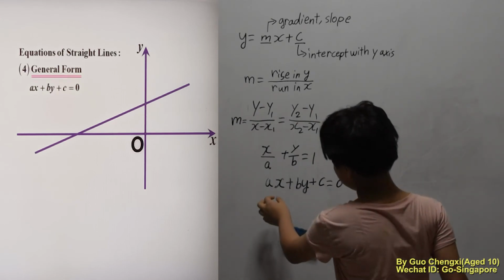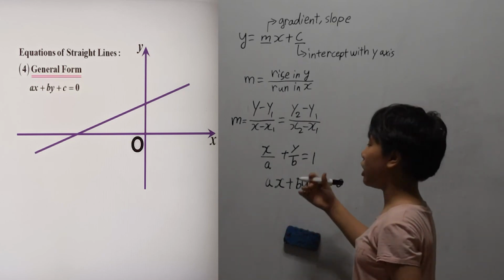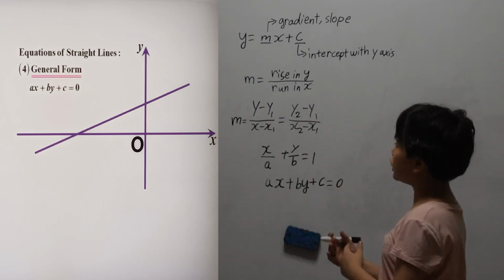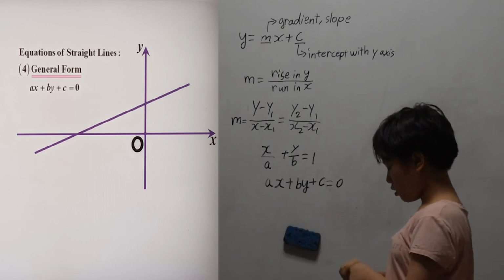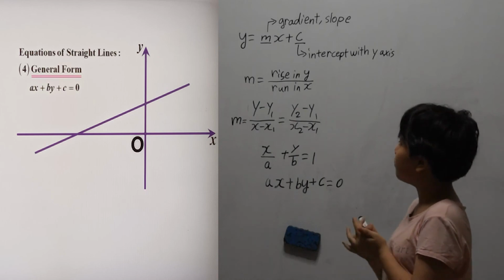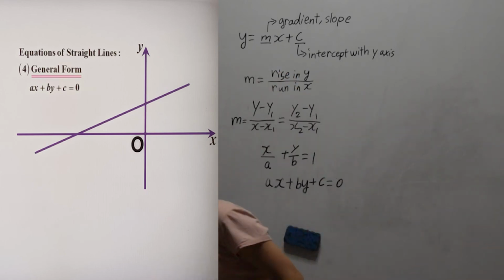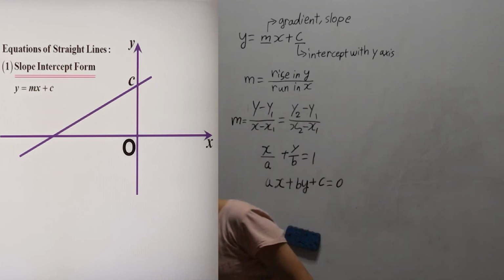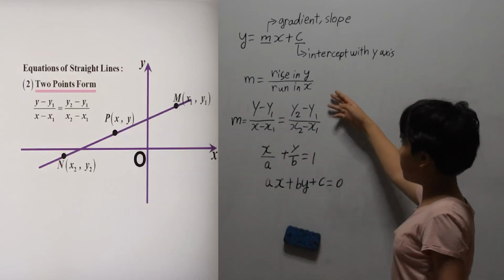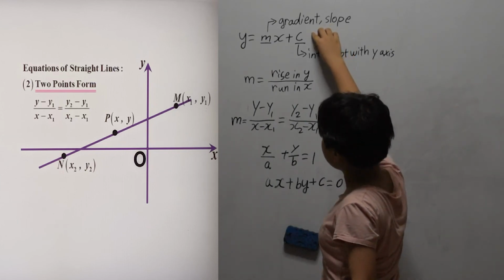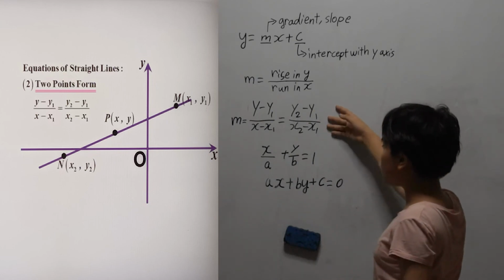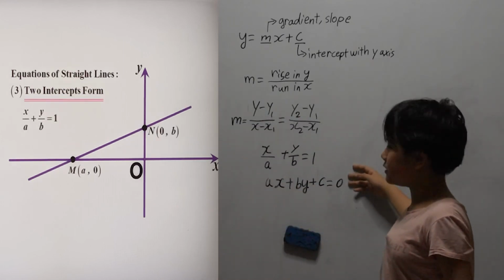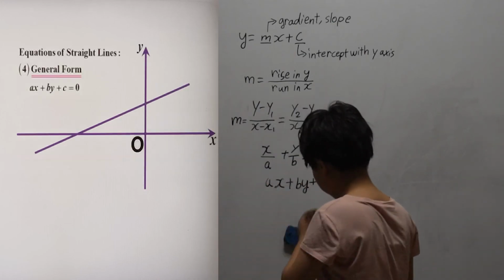Okay, alright, so basically, over here, the AX, the BY, and the C. So you can call it the general form, or you also can call it the standard form, because usually we'll generally write it like this, okay? So, the first one that we talked about was basically the slope-intercept form, and then after that, we talked about the two-points form, whereas it is over here. So this is the slope-intercept form, and this is the two-points form, and then after that, this is the two-intercept form, and then this is basically the general form, also known as the standard form, okay?